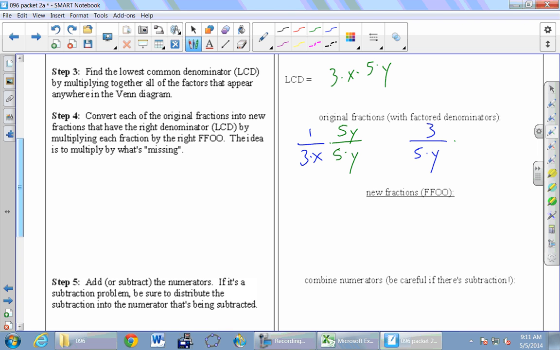And then looking at the other denominator, it is currently 5y. It needs to be green. What's it missing? 3x. So we put 3x downstairs because that will give us the right denominator. We put 3x upstairs because we're required to.